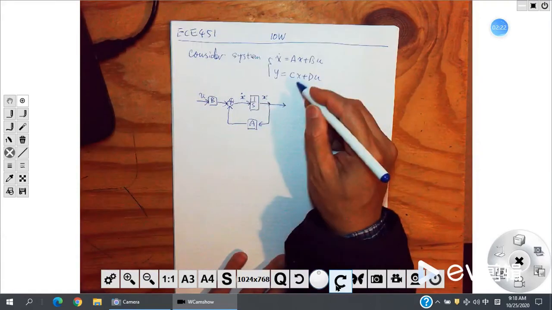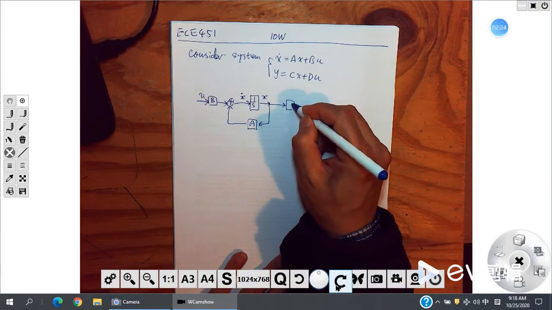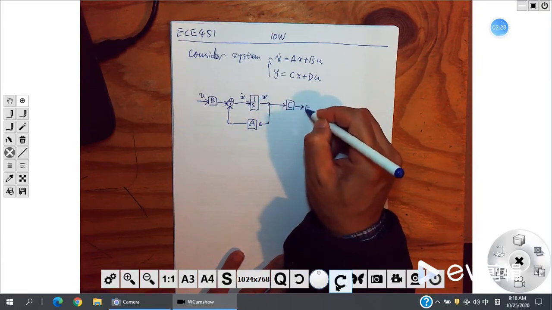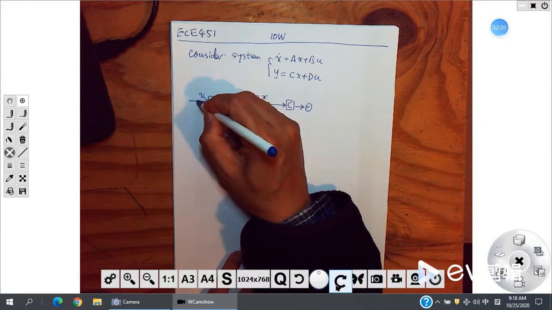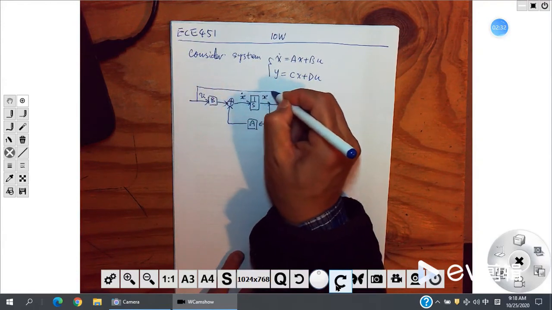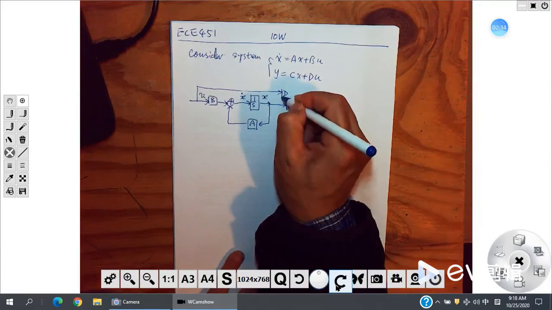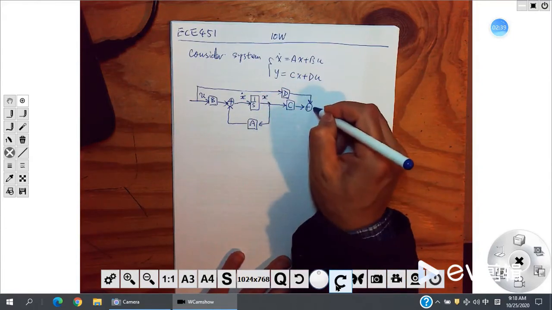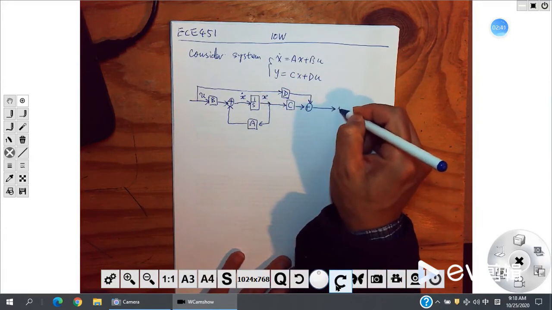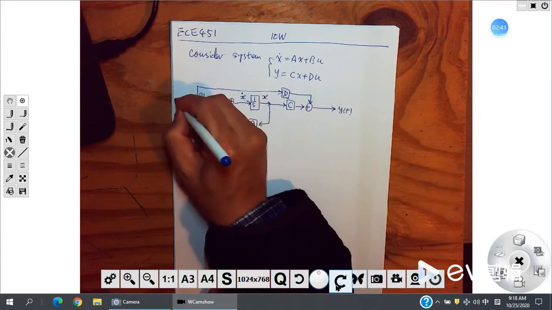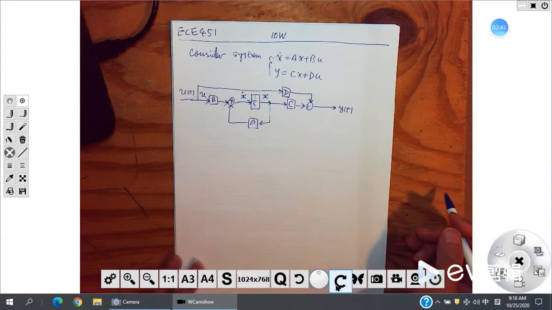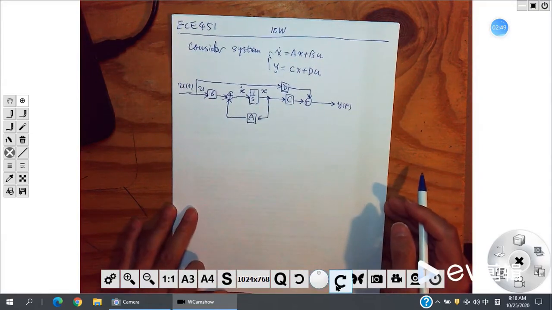And what is y? Y will be C times x, so this is C. This is x. C times x plus D times u. This is D. Okay, so we have this one, and then we have output y of t, and the input is u of t. So this is the structure of it.